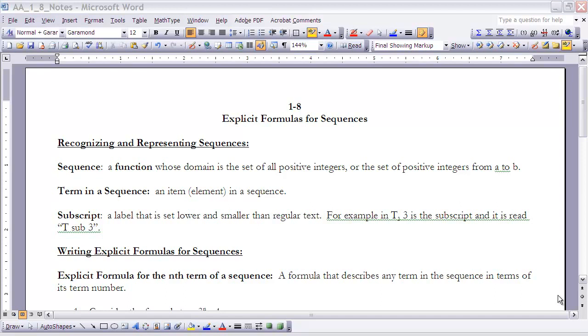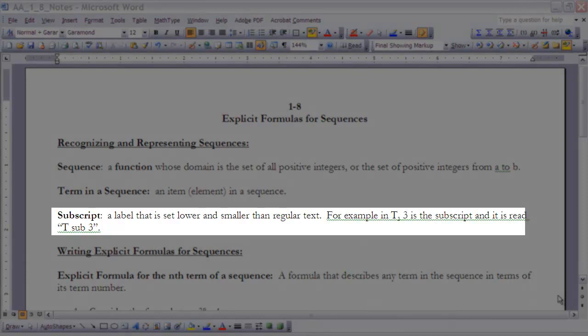Okay? Now, the next thing we have, and this is something we'll be using quite a bit throughout the year actually, is the idea of a subscript. A subscript is a label that is set lower and smaller than the regular text. For example, T and then a little 3 below. That 3 is the subscript and is read T sub 3. So anytime we read a subscript number, we'll say sub and then that number. So T sub 3, M sub N, X sub 3, or X sub 5, anything like that. Okay?